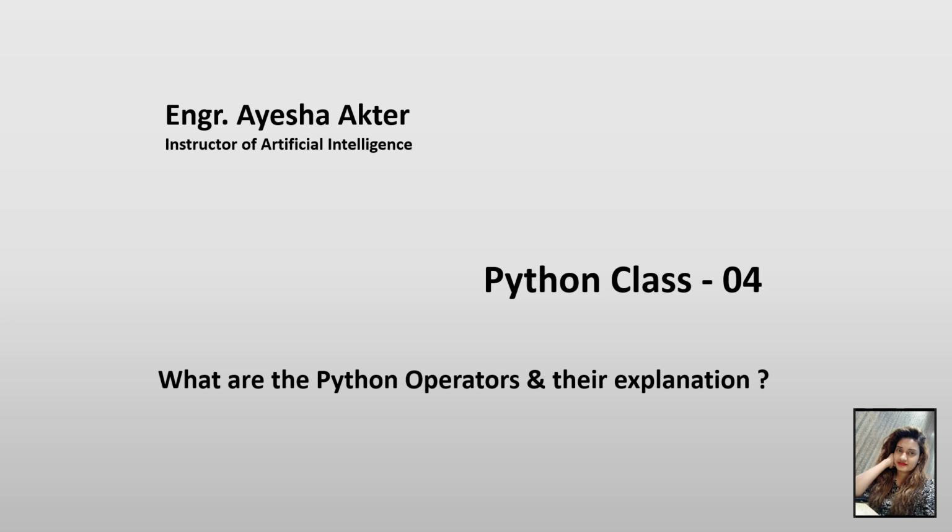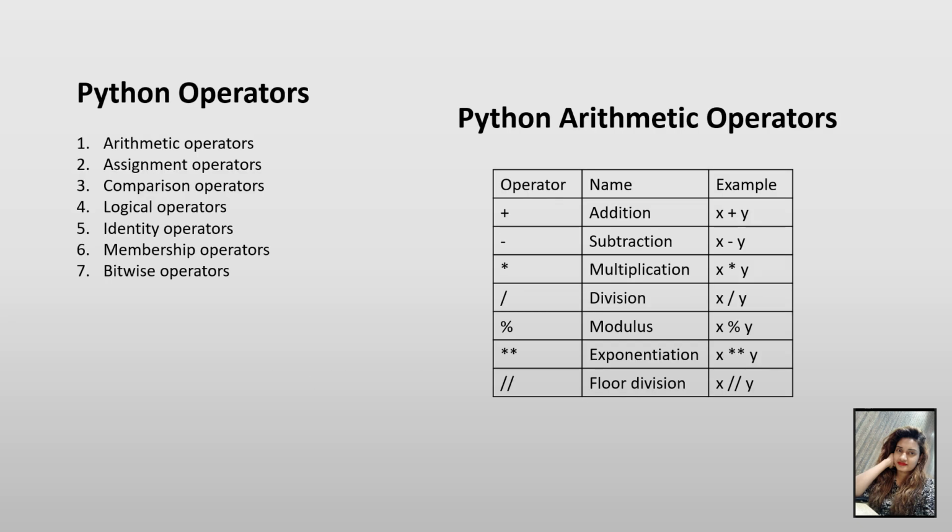Today in this tutorial, I'm going to show you what the Python operators are and their explanation. First of all, we have to know the operators, that means the definition of operators in Python. Operators are used to perform operations on variables and values.